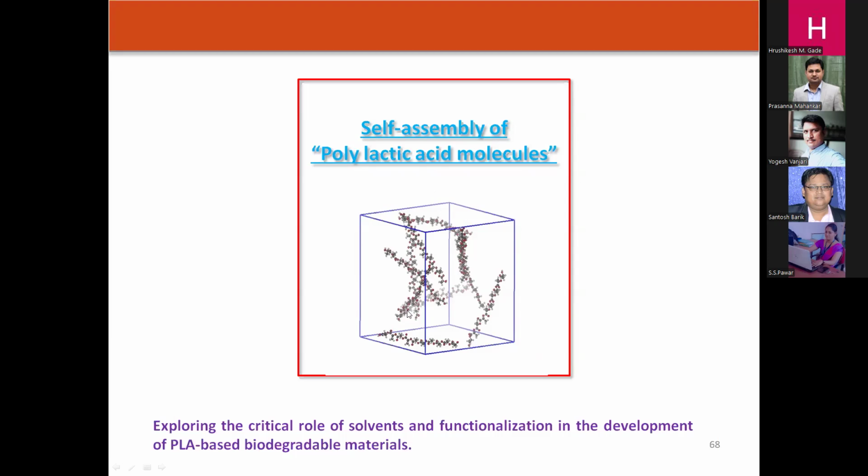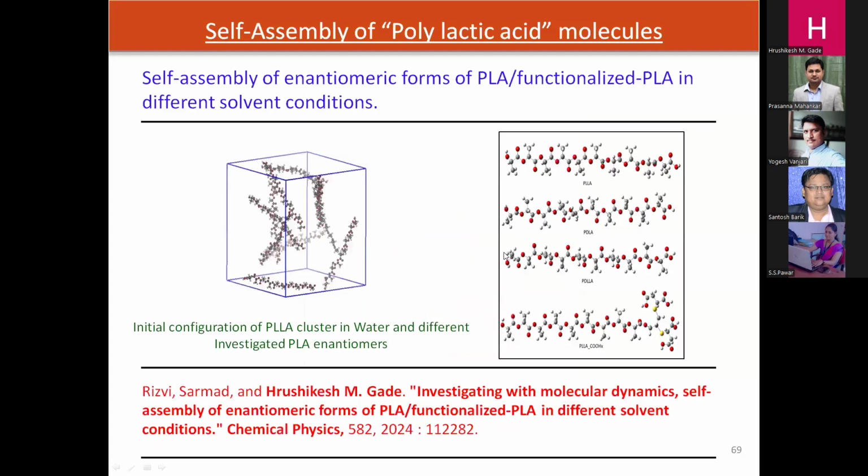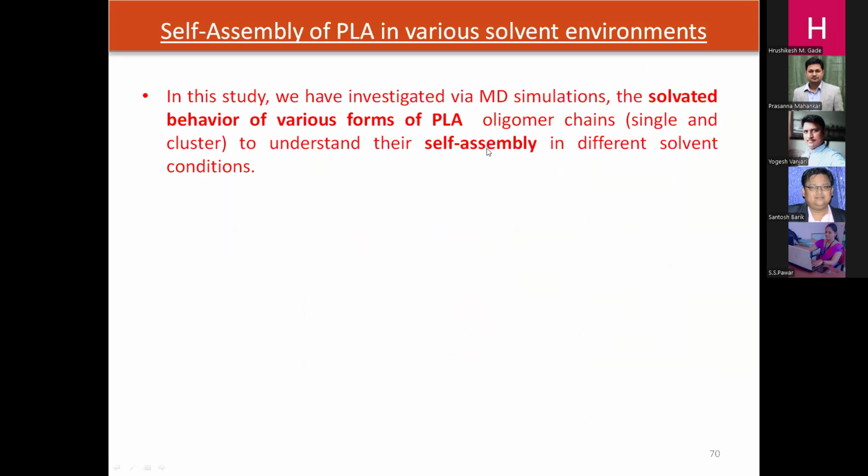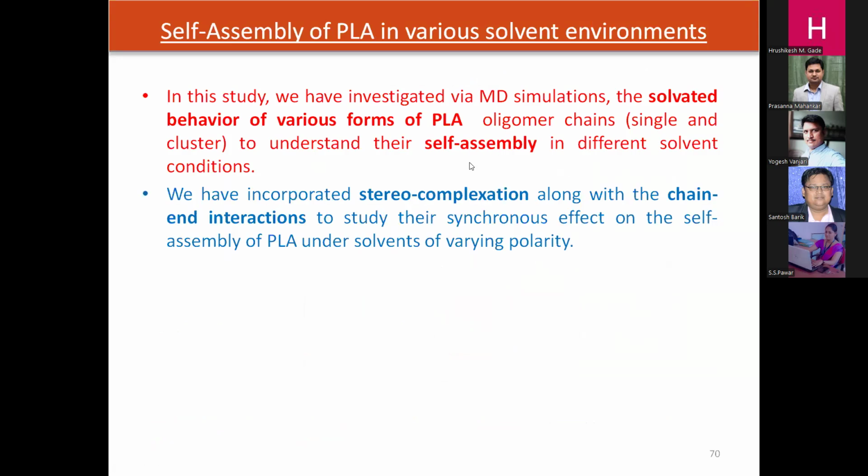So here in this particular study, we chose different solvents and saw what happens when polylactic acid gets assembled in those different solvents. Okay, so we looked at the different enantiomers of polylactic acid. We chose certain functionalization. We chose certain combinations of solvent, and we looked at what happens to the self-assembly. So the behavior of PLA in self-assembly.